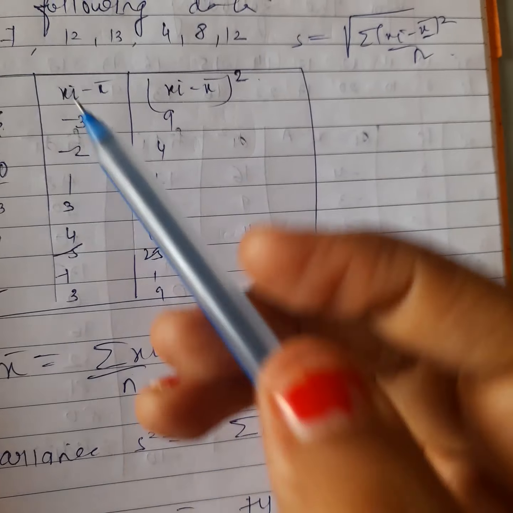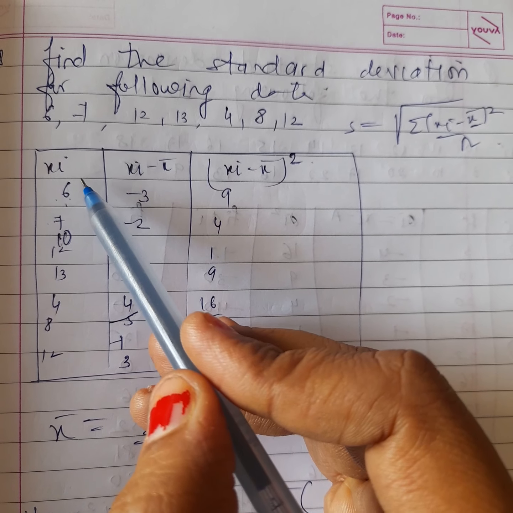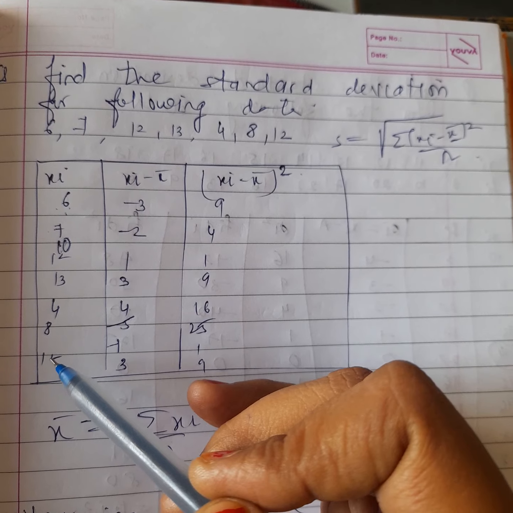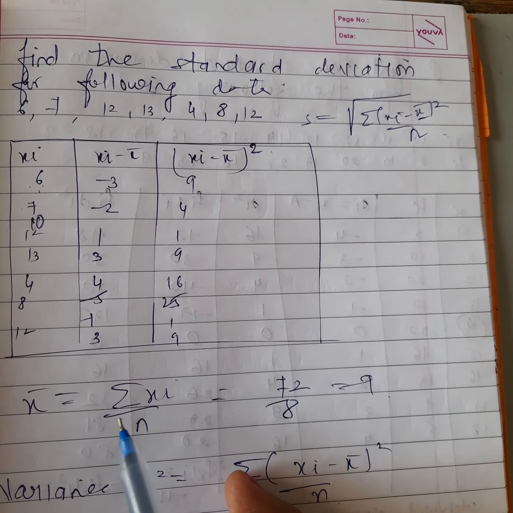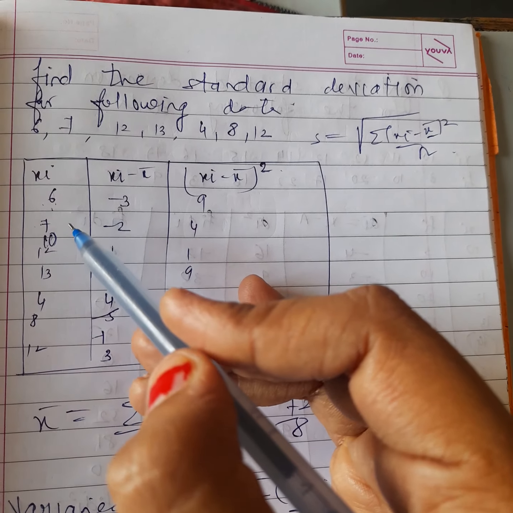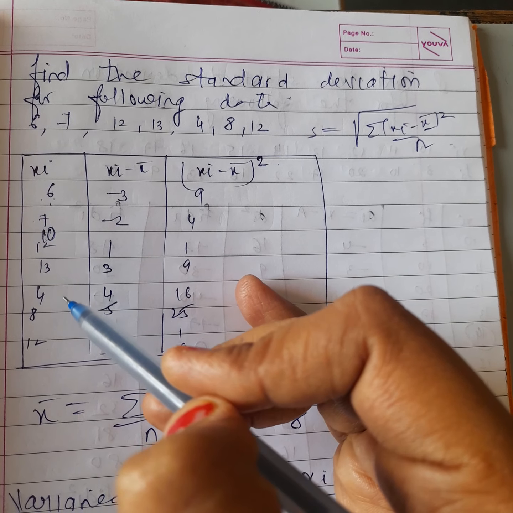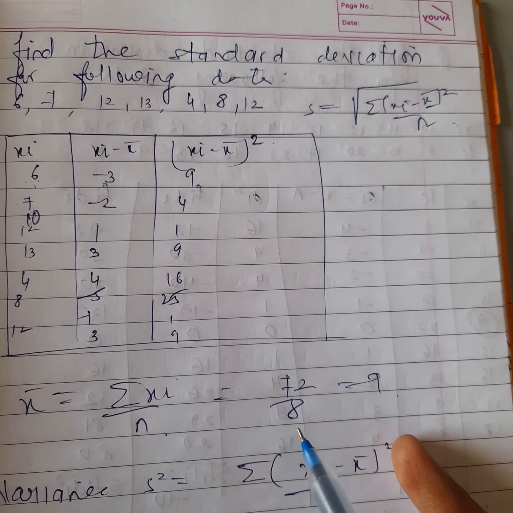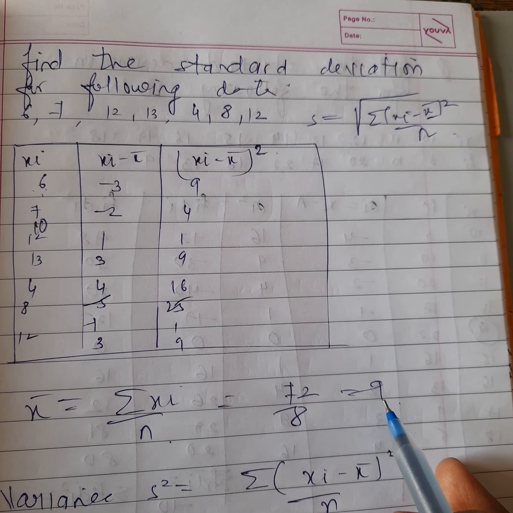To calculate the mean, what is the formula? We do the summation of xi divided by the total number of observations. So x bar equal to summation of xi divided by n. When we total 6 plus 7 plus 10 plus 12 plus 13 plus 4 plus 8 plus 12, we get 72 divided by 8. 8 is the number of observations and the answer is 9.